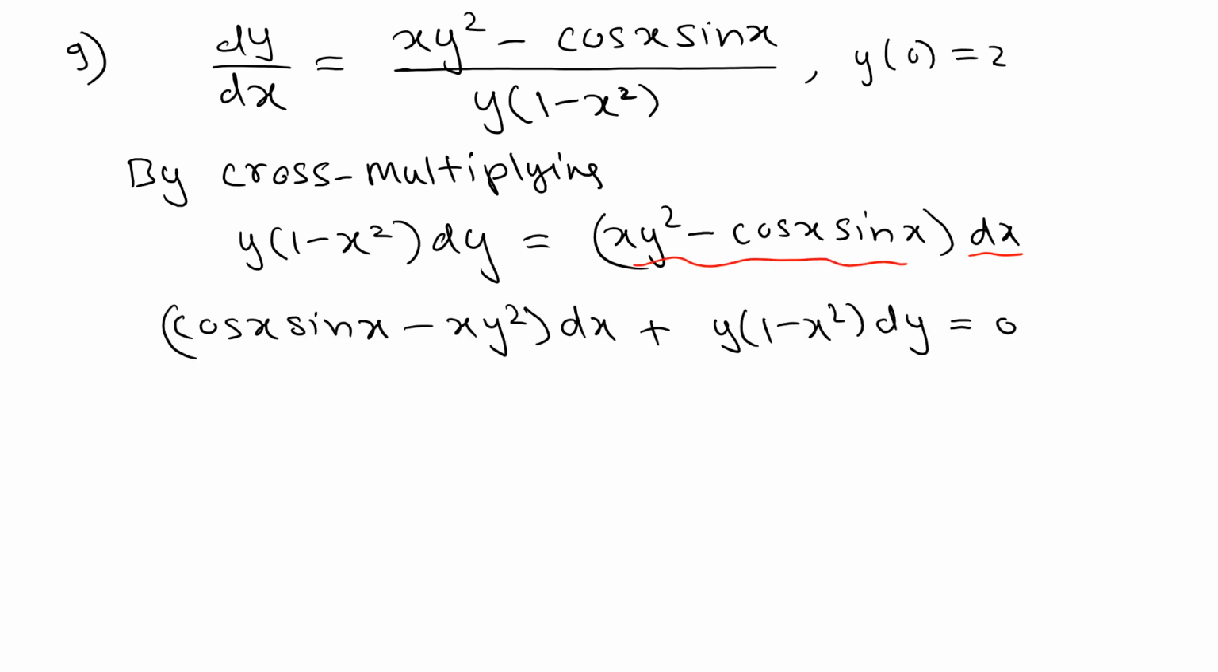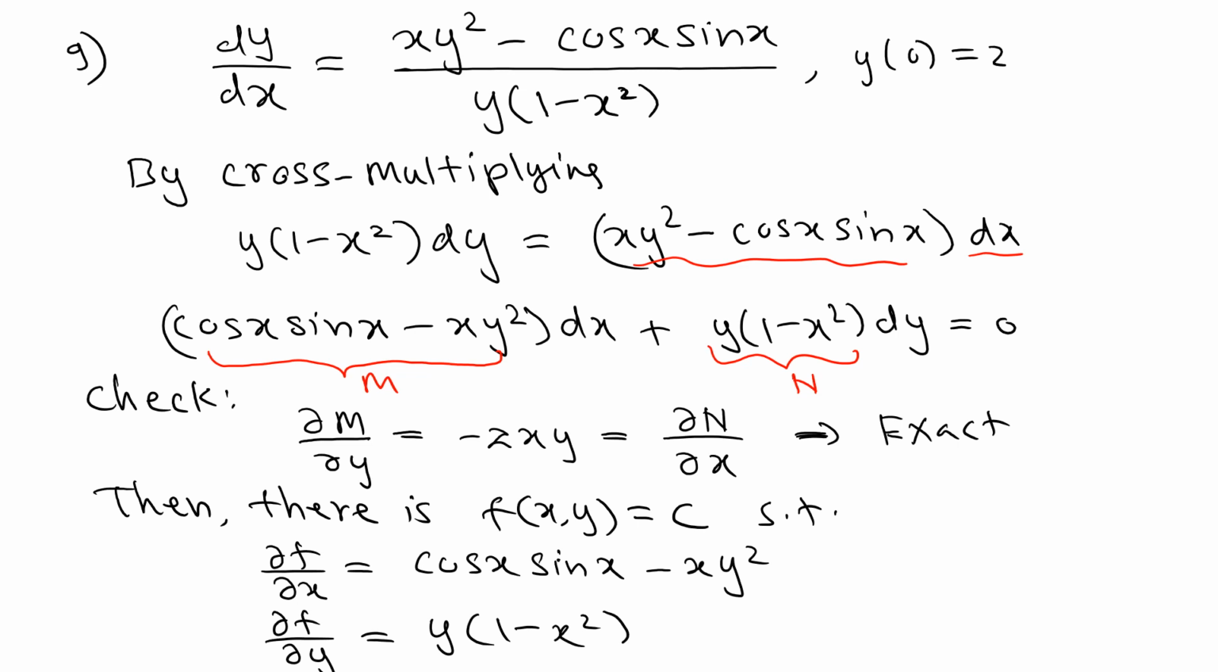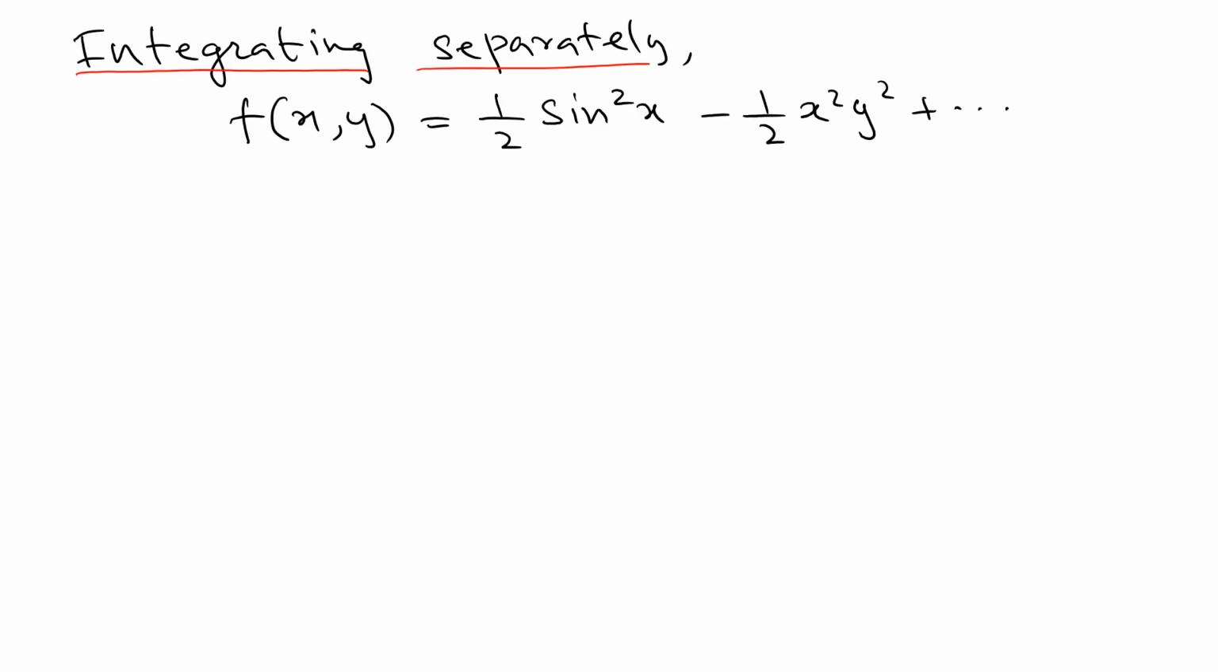And next we check the condition. You see that the two partial derivatives are equal, so it is exact. Then there is a function f such that... So now we integrate them separately to get this. You get this from the first equation, and you can see that here we have the cosine and sine.